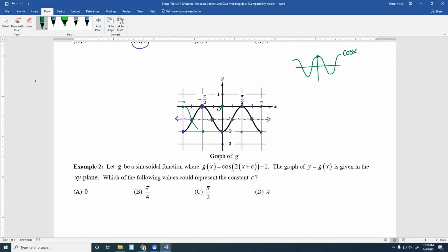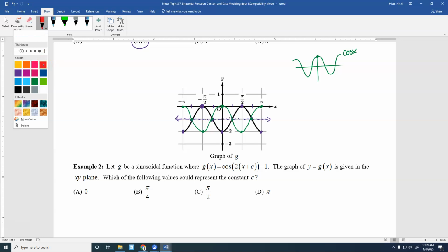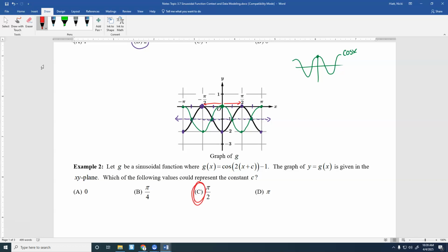So if cosine has not been shifted, it would look like this. If cosine had not been shifted at all, it would look like that green graph. How far in which direction do I need to shift my green graph so that it would turn into that printed graph there? I could go with a negative pi over 2, which would move it to the right, or I could also go with a positive pi over 2, which would move it to the left. Doesn't matter which one you use here. They are using positive values, which would move it to the left, and you'll get c for that. Okay, does that make sense?